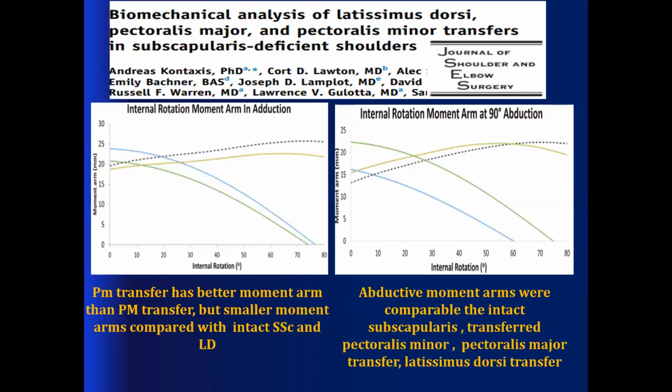On comparing the moment, pectoralis minor transfer has a better moment than the pectoralis major transfer, but the moment is smaller compared with the intact subscapularis and the latissimus dorsi transfer, whereas the abduction moment arms of both pectoralis minor and pectoralis major transfer are comparable with intact subscapularis or latissimus dorsi transfer.